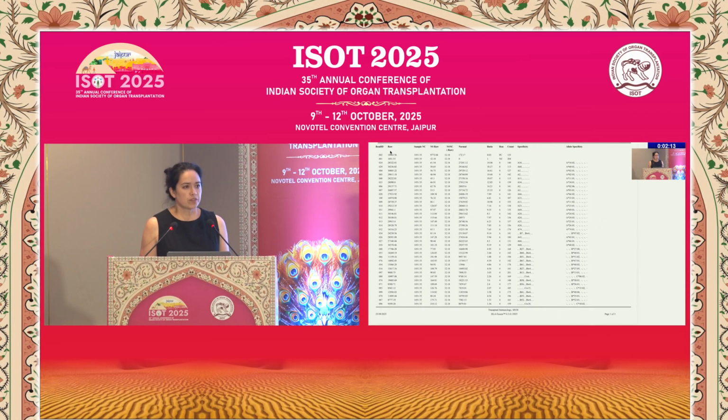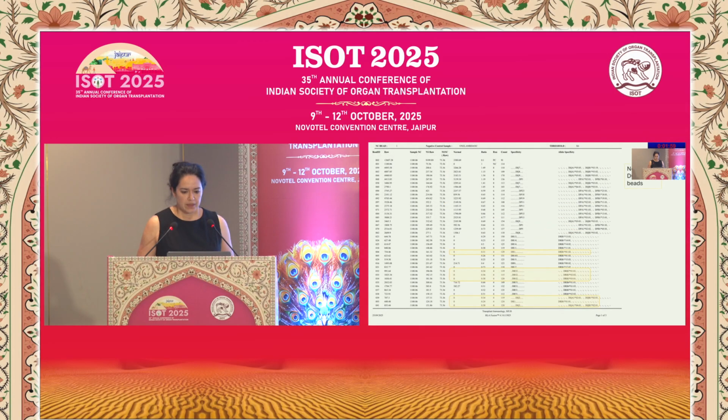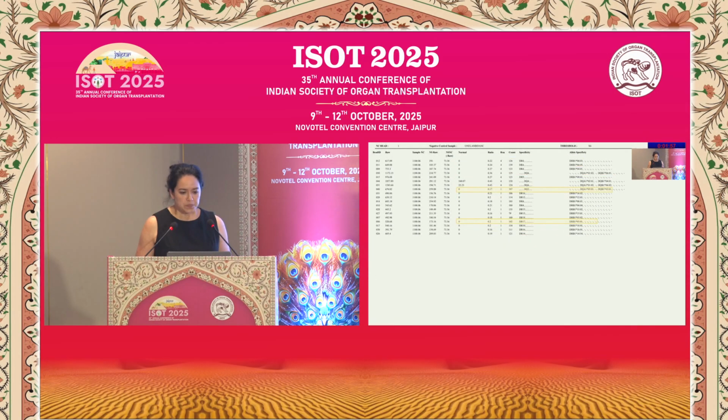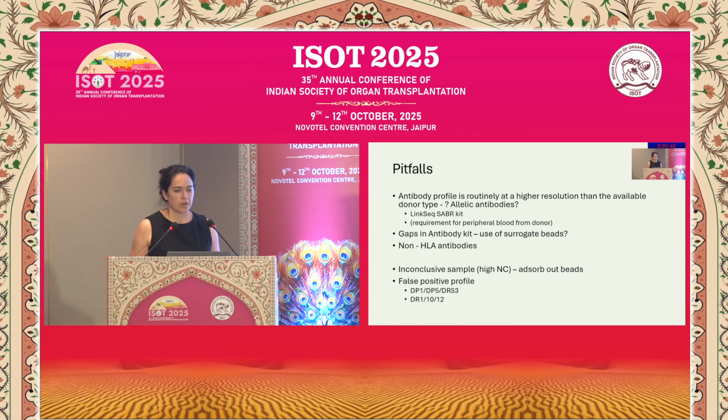At the same time, we performed single antigen bead testing. We had to perform it twice because of high negative controls. And what I've done is I've highlighted the donor-specific antibodies, which were of no concern. So this is class 1, and you can see that the recipient alleles are all negative, and class 2 similarly. So we were able to issue a virtual cross-match report prior to the arrival of the kidney with recommendation for post-transplant monitoring. But what this case has highlighted are some pitfalls.